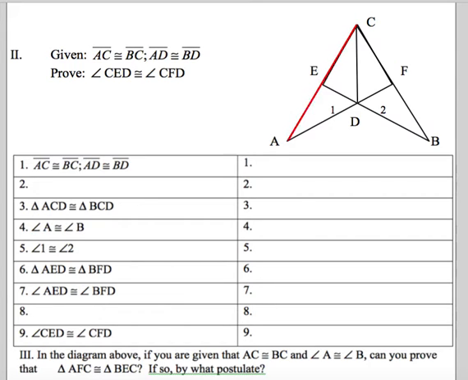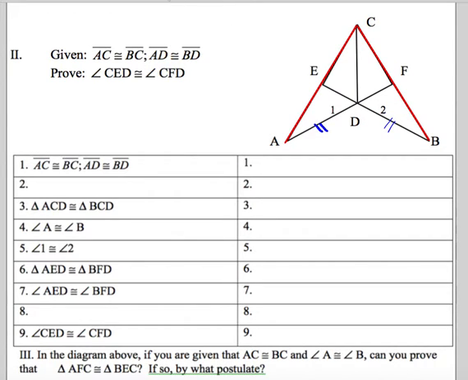AC is this entire segment here, and BC is this whole segment over here on the right. And so if I'm going to use this given, I need to be using a triangle that has this as a side of it. Very important to do that. And then they also said that AD, which is over here, from here to here, is congruent to BD, which is from here to here.